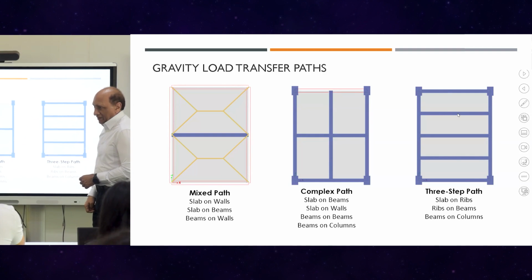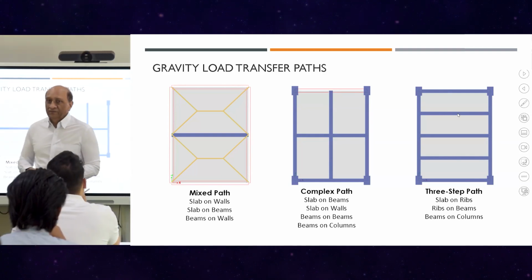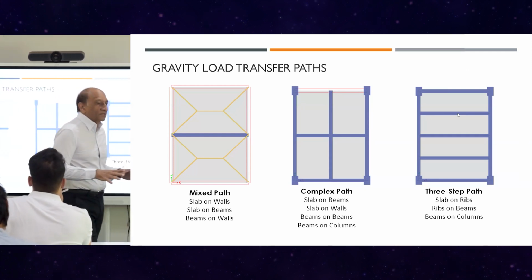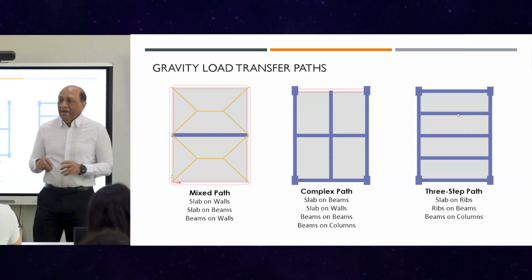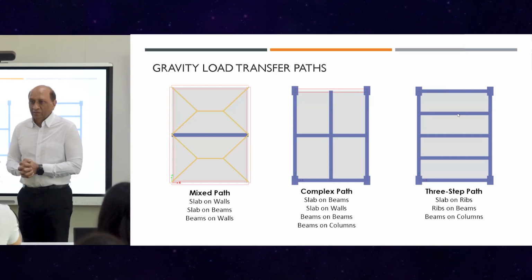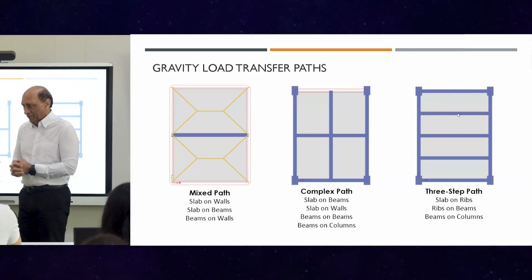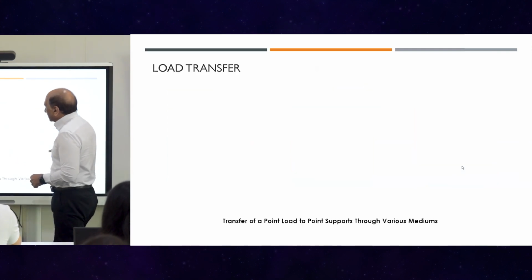Okay. This is all based on the concept of the geometric location of the supports, assumed supports, and the slab system. But we will soon realize that this is not how the structure will work. It doesn't work this way. The loads are not transferred in this way. Okay? And let's see why not.